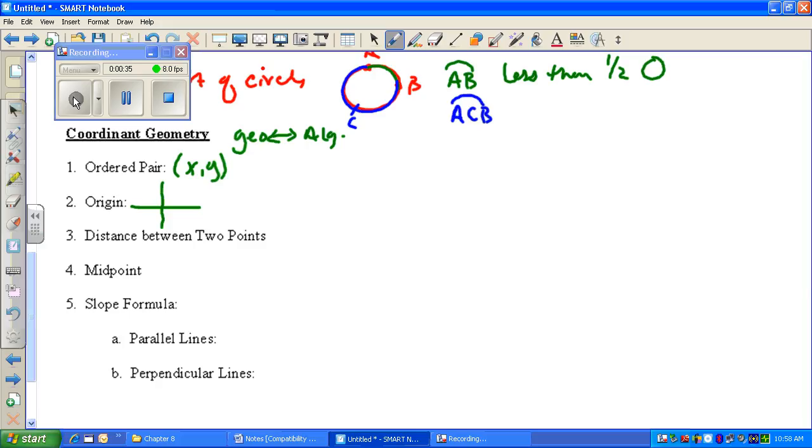Do we have circular ones? We do, and we call those polar coordinates. This little point right here has an ordered pair 0, 0. It's the origin where I begin.